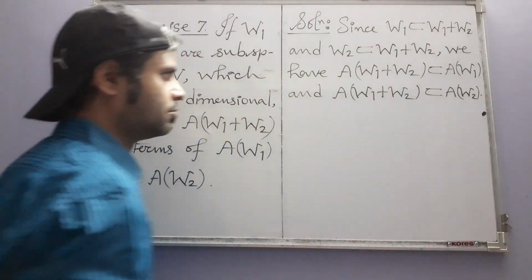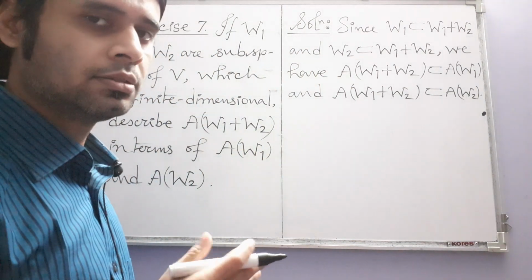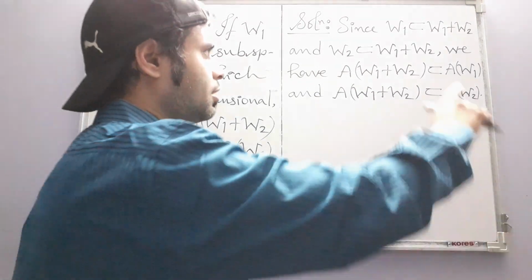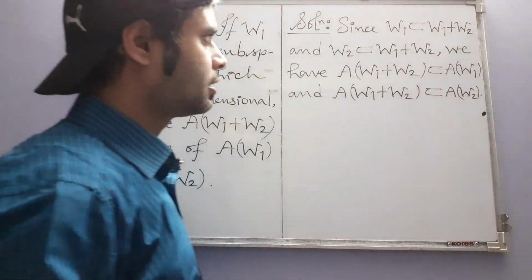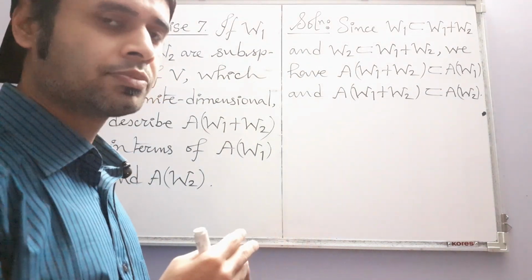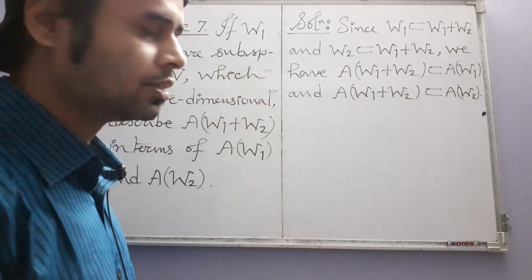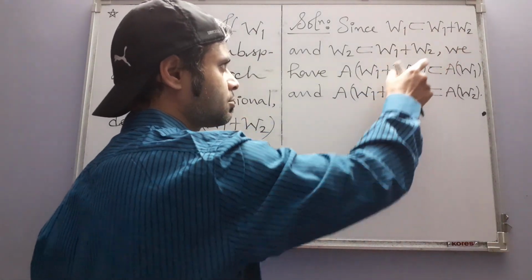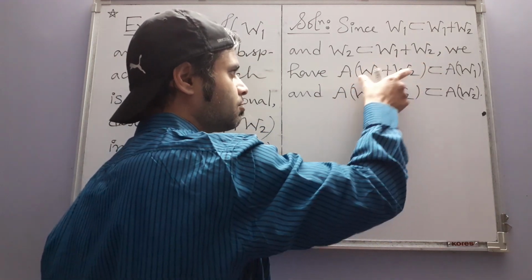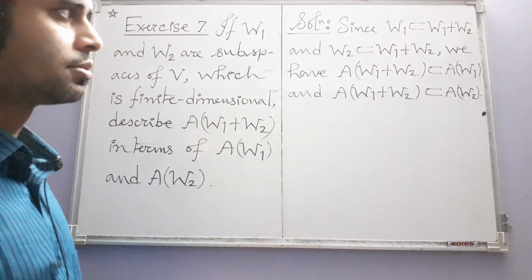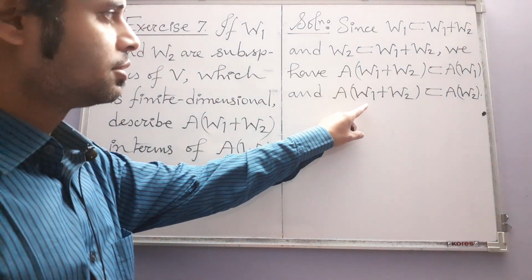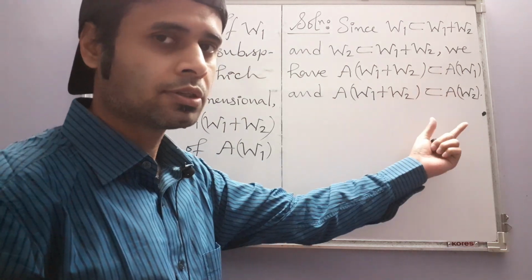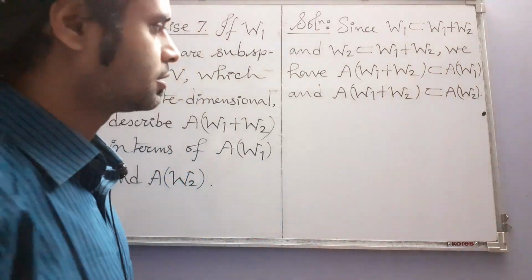annihilator of W2, and this fact we have already seen before in a result in the text, that whenever you have two spaces related like this, their annihilators also have a containment relationship between them where the order gets reversed. Here W1 is contained in this, so the annihilator of this one is contained in the annihilator of this. So from these two things we can see that this annihilator is contained in, since it is contained in both of them, it would be contained in their intersection.